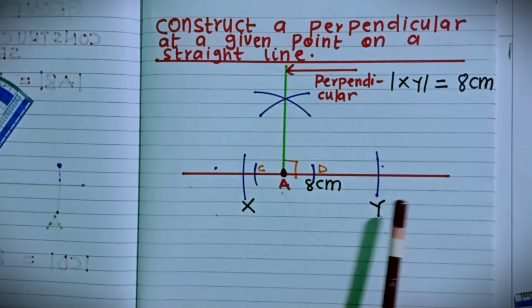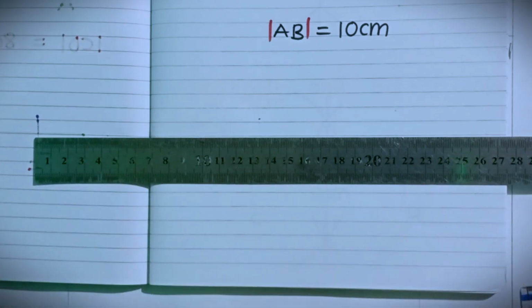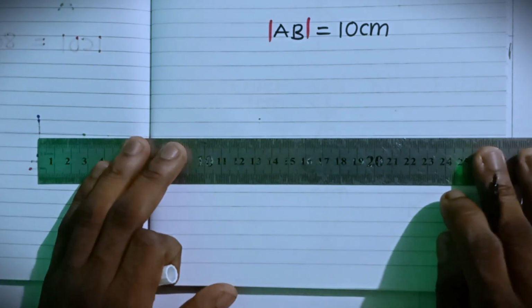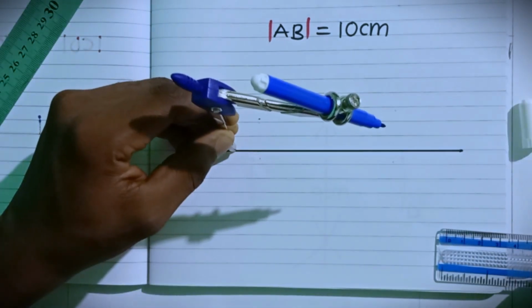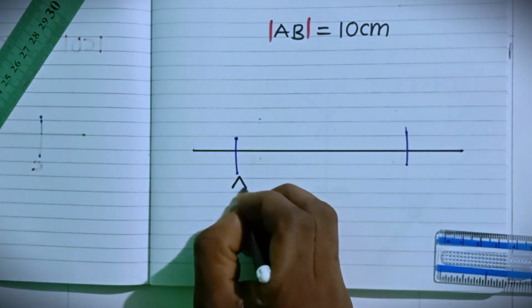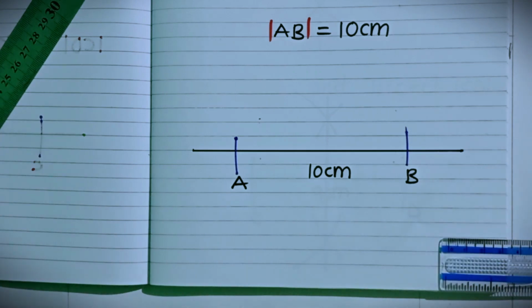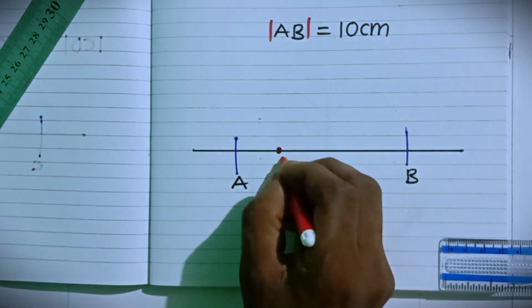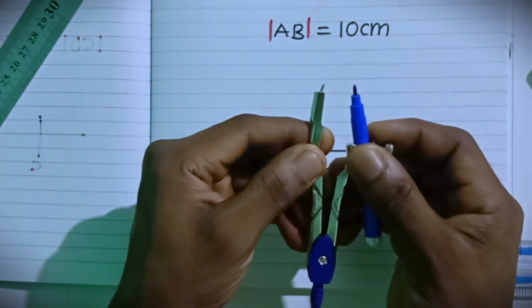Now let's look at how to construct this perpendicular line. Let's draw a line AB with length 10 centimeters. Measure your 10 centimeters. Stand at one end, make an arc. Stand on the arc and make another arc. Name your line AB and write the length 10 centimeters. Let's say we have the point. Let's name the point X. You take your compass and you open to a reasonable length, not too big, not too small.